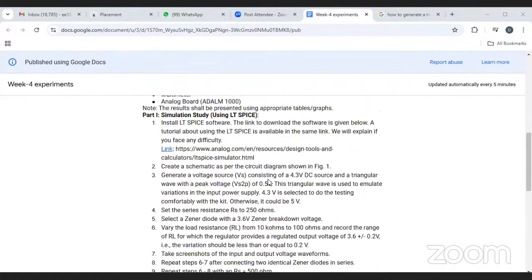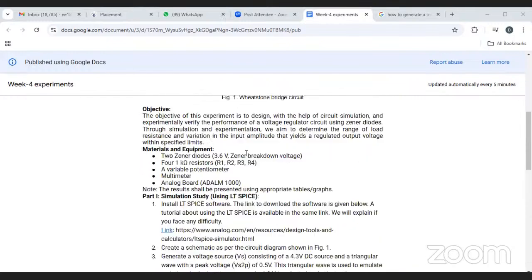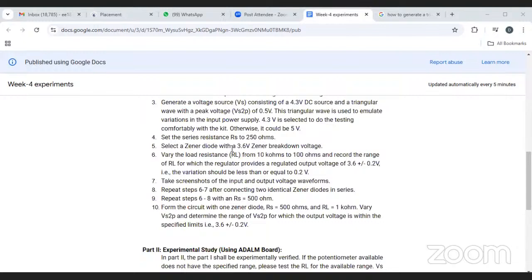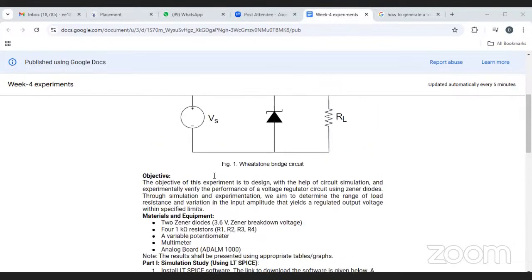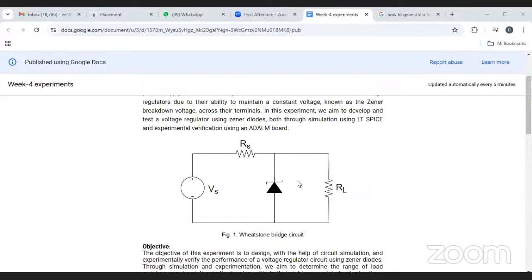Now what you will do is set the series resistance RS as 250 ohms, and select a Zener diode with a 3.6 volt Zener breakdown voltage. Voltage regulation can be of different types, but here we can either change the VS or change RS and see the maximum limits to which you will get a regulated voltage.